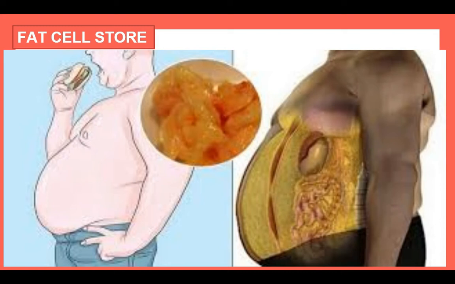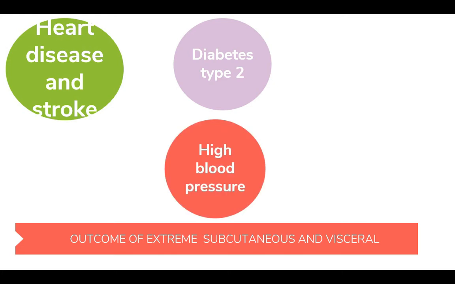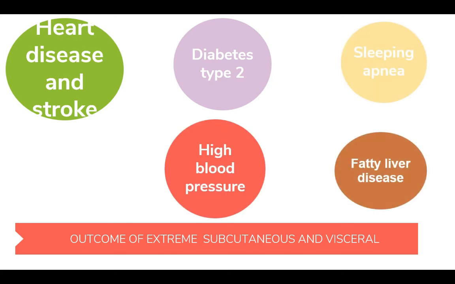For a man, obesity starts when your waist measures 40 and above. While for a woman, obesity starts when you measure 35 and above. The outcomes of extreme subcutaneous and visceral fats are heart disease and stroke. Visceral fat blanket limits blood flow to and from the heart and causes heart disease and stroke. It also causes diabetes type 2, high blood pressure, fatty liver disease, sleeping disorders, and kidney disease.